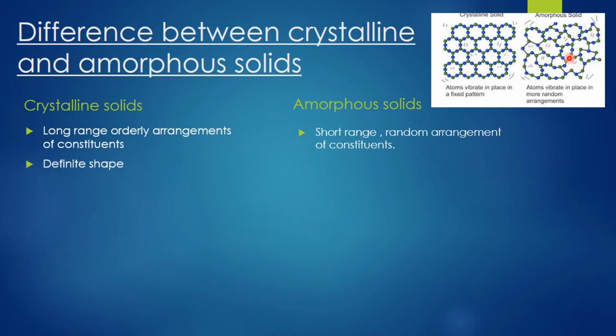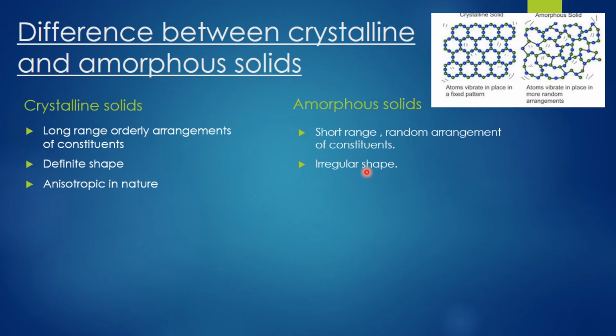Next, it possesses a definite shape. Depending upon the packing of atom, ion or molecule, it may adopt a cubic shape, or a tetragonal shape, or a triclinic shape, or an octahedral shape, etc. That is about the crystalline solid. But the amorphous solid does not have any order, hence it has an irregular shape. Things will be arranged in a very random manner, so it will have an irregular shape.